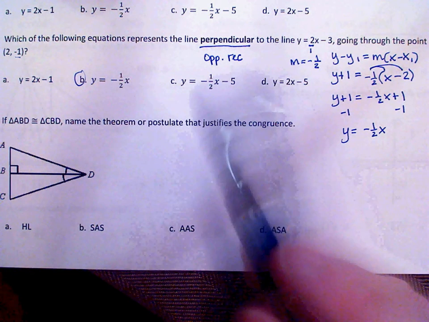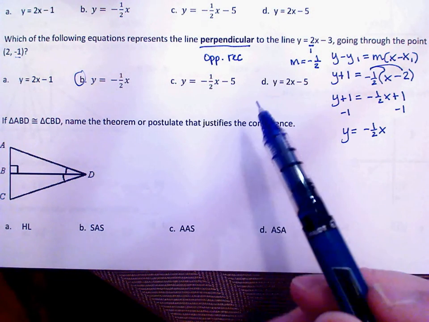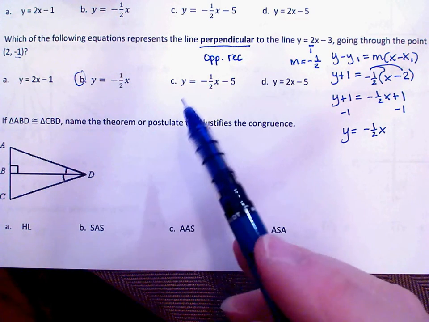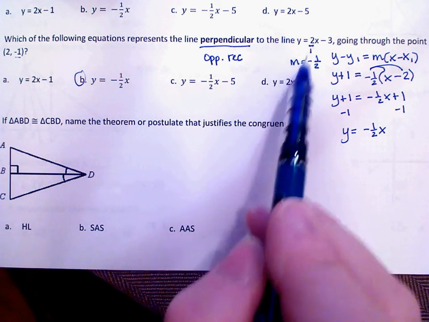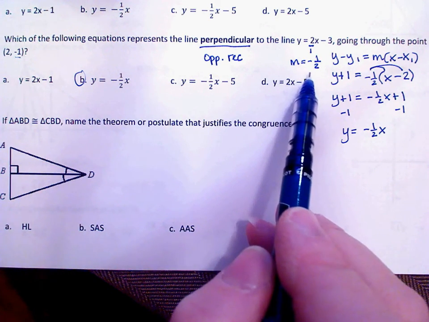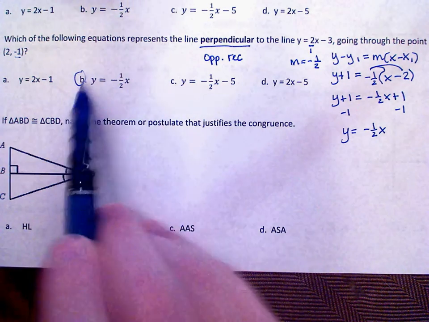Again, you can use your test-taking strategies of just using your answer choices here. Since you know your slope is 2, you know your slope has to be the opposite reciprocal, which is negative 1/2. That gets you down to choice B and choice C.